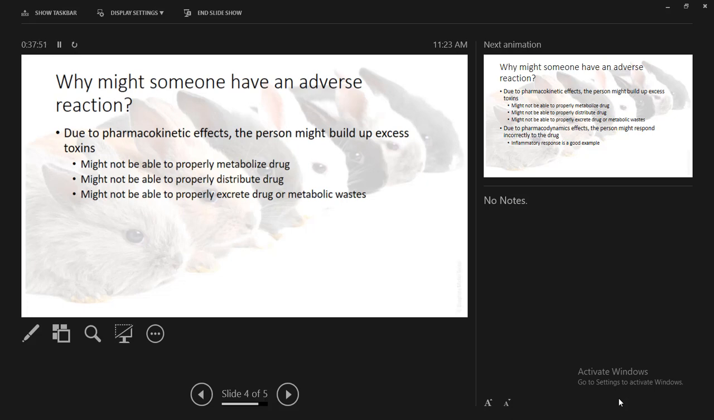But this has to do with how you metabolize the drug or how you distribute it. So a person could have a mutation that doesn't allow them to properly metabolize the drug, so the drug just sticks around, okay? Which is obviously not great. They might not be able to properly distribute the drug, so there might be a mutation in some kind of a transporter that moves the drug into cells that are supposed to make that transporter. But if the transporter isn't being made properly, you might not be able to get the drug to the right place. And then they might not be able to properly excrete the drug or the metabolic waste from metabolizing the drug. Yeah. So the CYP gene family would fall under this, right?